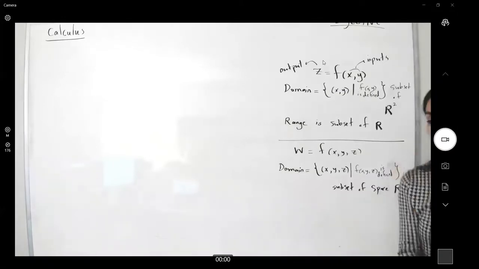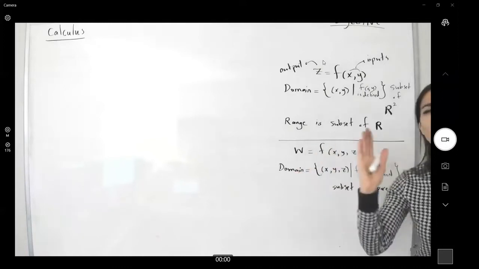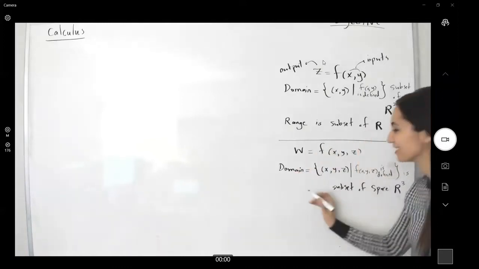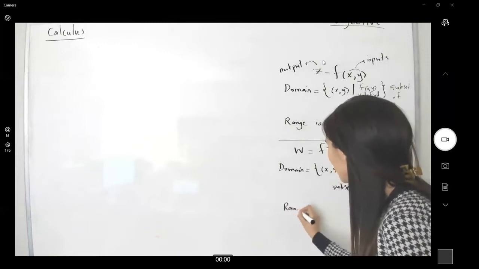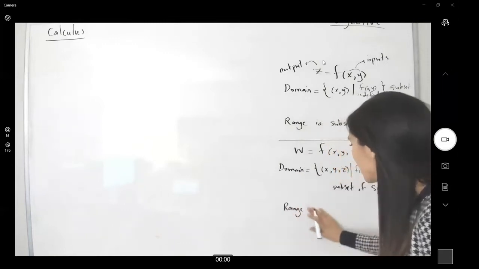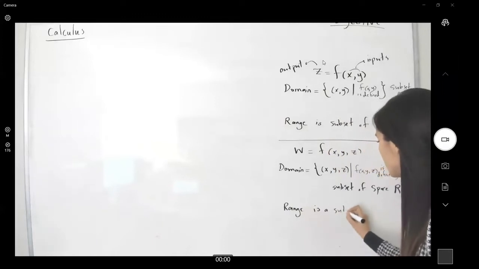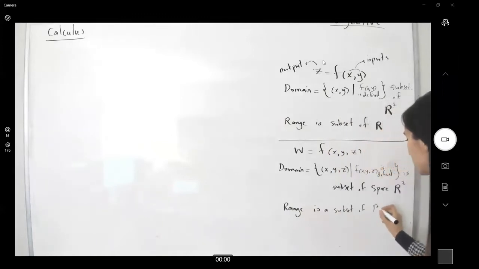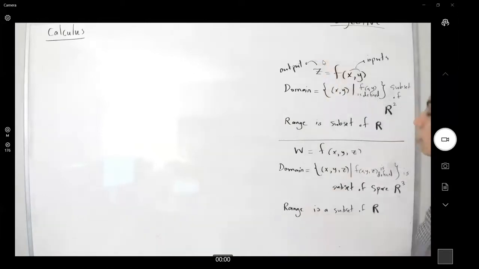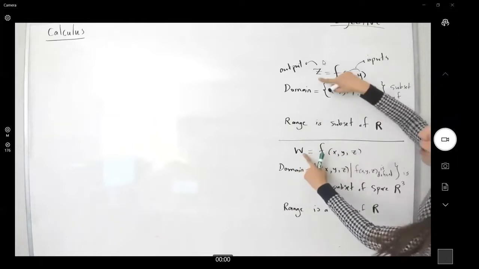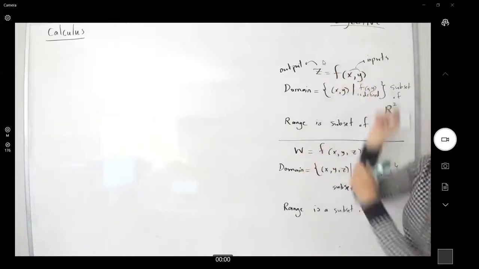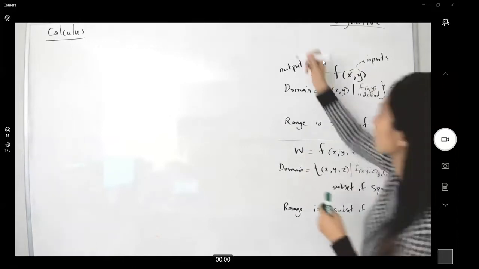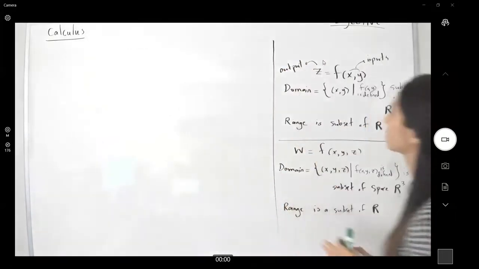Again, the range, output values, those are real numbers. So the range of the function is a subset of R. These are called real valued functions. I'm not talking about vector valued functions. These are real valued functions because the output values are real numbers. Okay, perfect. So this has been discussed before.